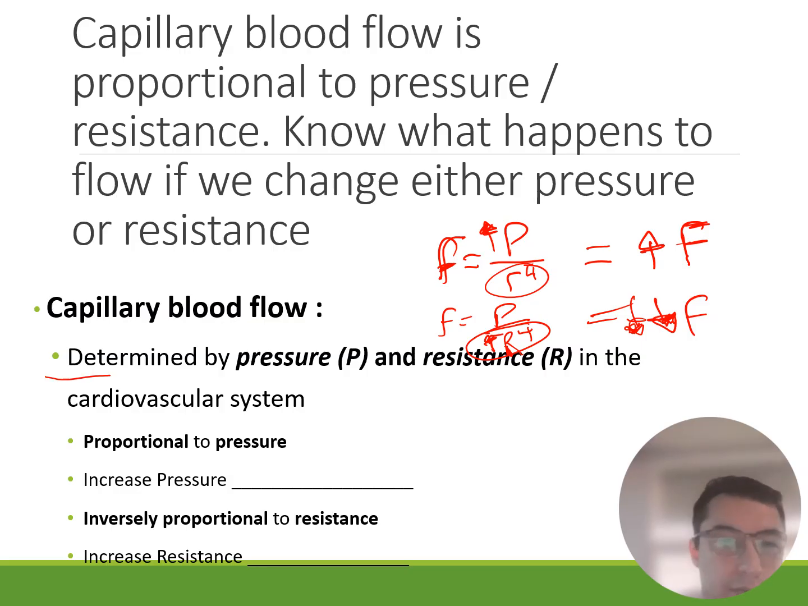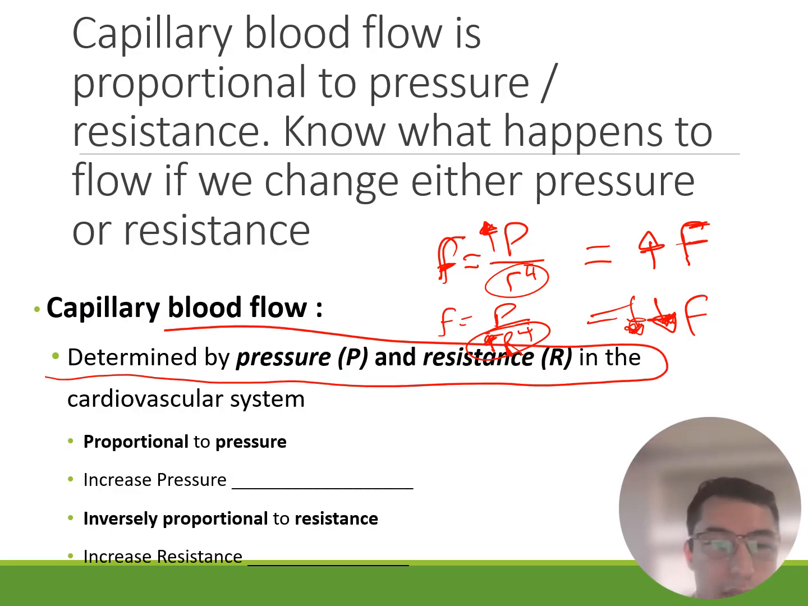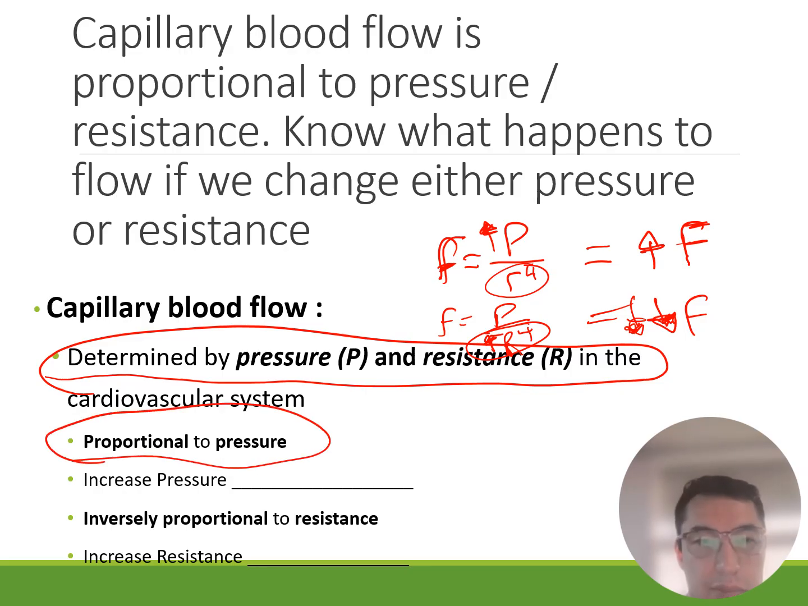So when we increase pressure and resistance, we usually just focus on resistance. The cardiovascular system is proportional to pressure. What is proportional to pressure? Increasing pressure will increase flow. So flow is proportional to pressure, and that means that F is proportional to pressure.